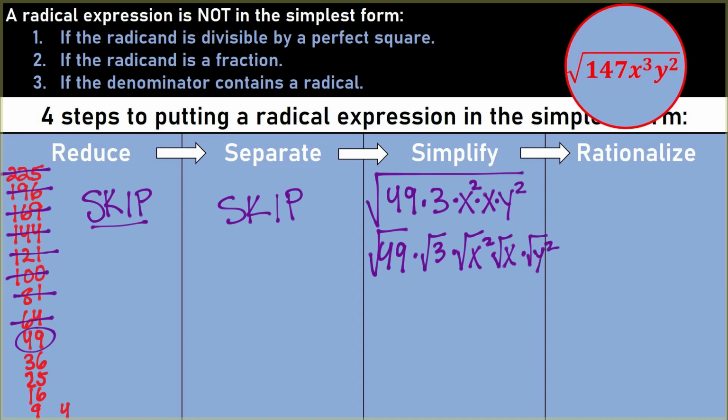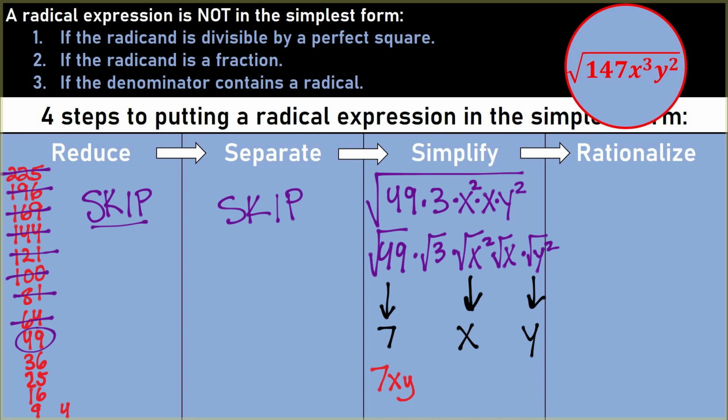Now, some of these radicands are perfect squares and some of them are not. All of the radicands that are perfect squares, I'm going to make them not radicands anymore. I'm going to take out their actual value. So the square root of 49 has an actual value of 7. The square root of x squared has an actual value of x. And the square root of y squared has an actual value of y. So in front of the radical symbol, I'm going to have 7xy.